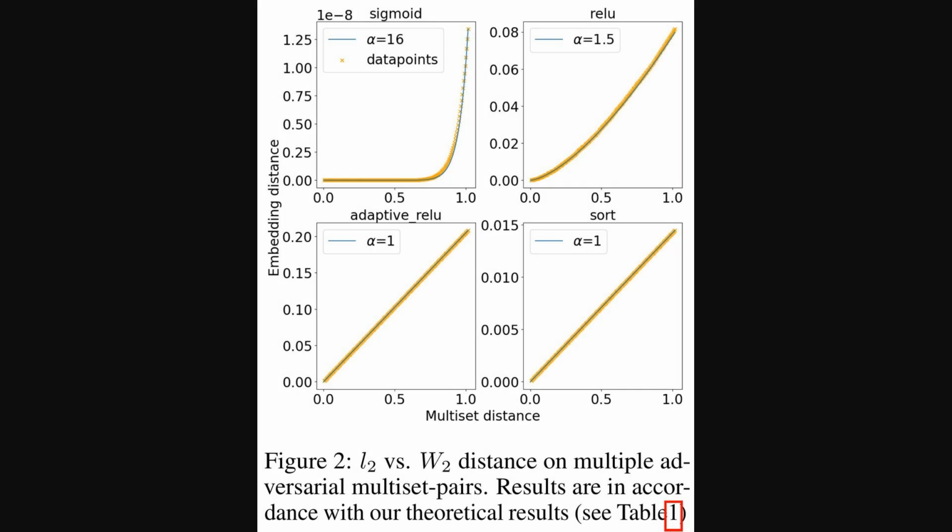Alright, so these next plots really bring those theoretical bounds to life. We're looking at 4 graphs, each plotting embedding distance. That's how differently the model represents two inputs against multiset distance, which is the actual difference between two collections of items. For the sigmoid function, the line, with an alpha of 16, is very flat initially, indicating poor separation. The rectified linear unit is better with alpha at 1.5. But the adaptive rectified linear unit and the sort-based method, they both achieve that ideal alpha of 1, showing a nice straight line. This visual evidence strongly supports the theoretical findings we just discussed, especially for those superior methods.